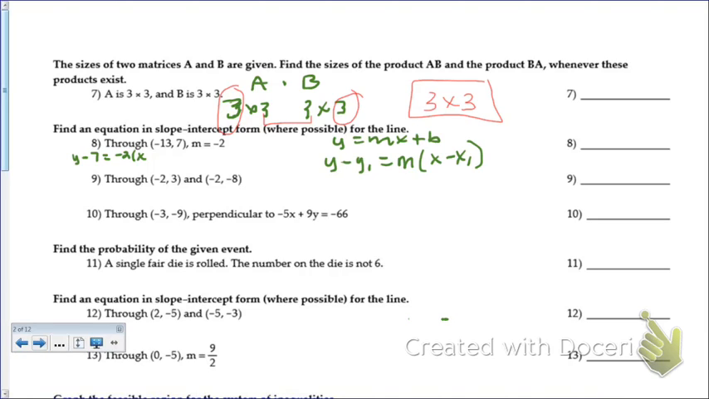So minus a negative 13 is going to be plus 13. And then I'm going to simplify that and solve for y, and that's going to be in slope-intercept form. So y minus 7 equals negative 2x minus 26. I'm going to add the 7 to both sides, and I get y equals negative 2x minus 19.